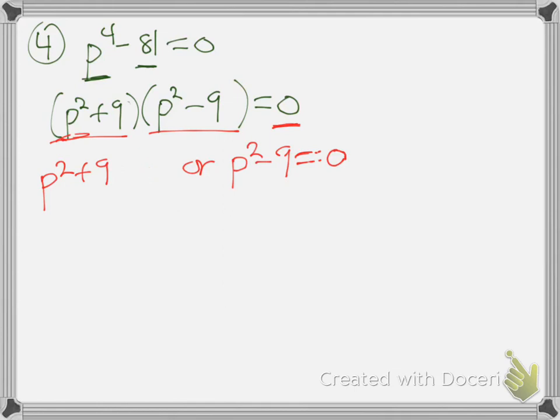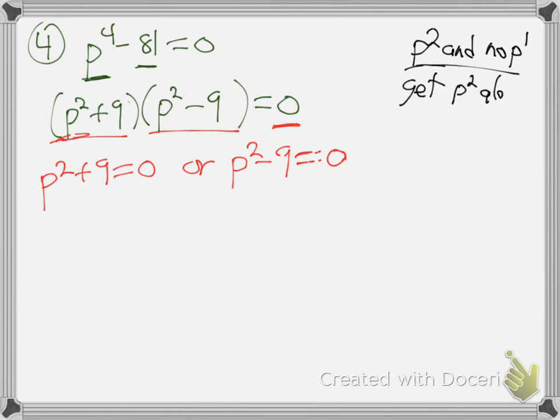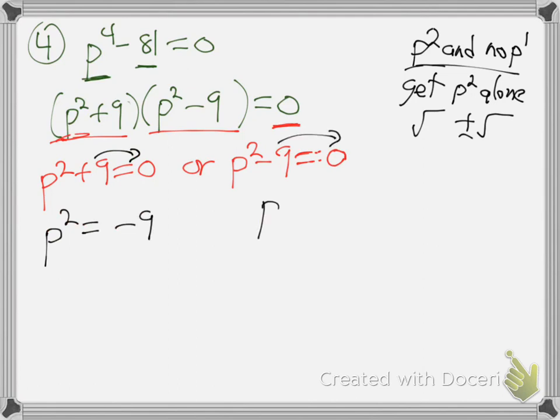So let's try to finish it from there. How do you solve when you just have p squared and no p to the first power? Just get the p squared alone and do the plus or minus root. Remember that? So just move that 9 over. p squared is minus 9. Same thing here. Move that one over. p squared is plus 9.